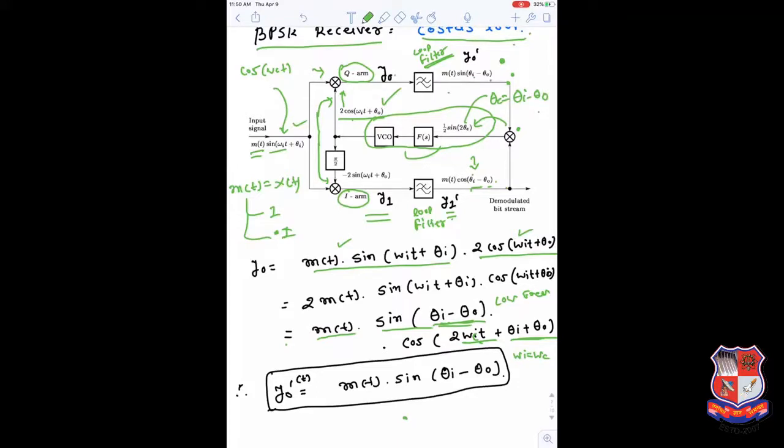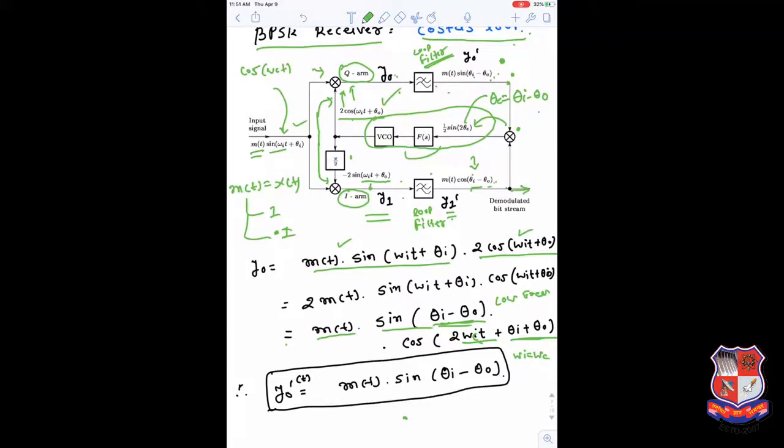So this goes inside, is given again to the voltage controlled oscillator, and produces a cosine signal. After a pi/2 phase shift, it becomes a sine. It is multiplied with the incoming signal, and this one is also multiplied with the incoming signal. Two components are produced in each branch and pass through the low pass filter, which allows only one component to pass. So the output of the upper branch is m of t sine(theta I minus theta 0), and the output of the lower branch is m of t cos(theta I minus theta 0). And here we are getting the output.